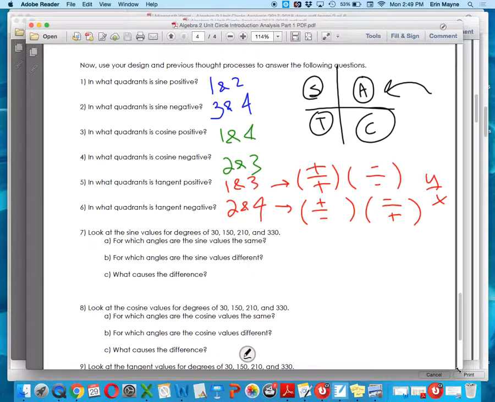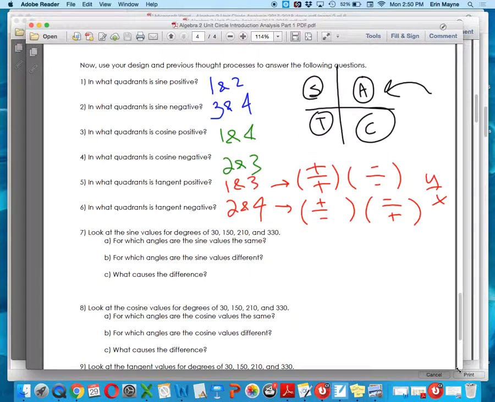So, all of the trig functions, sine, cosine, and tangent, if you look, they're all positive in quadrant 1. Right? Only sine is positive in 2. Only tangent is positive in 3, and only cosine is positive in 4. Okay? Now, the next bottom part is super important with where we're headed tomorrow.